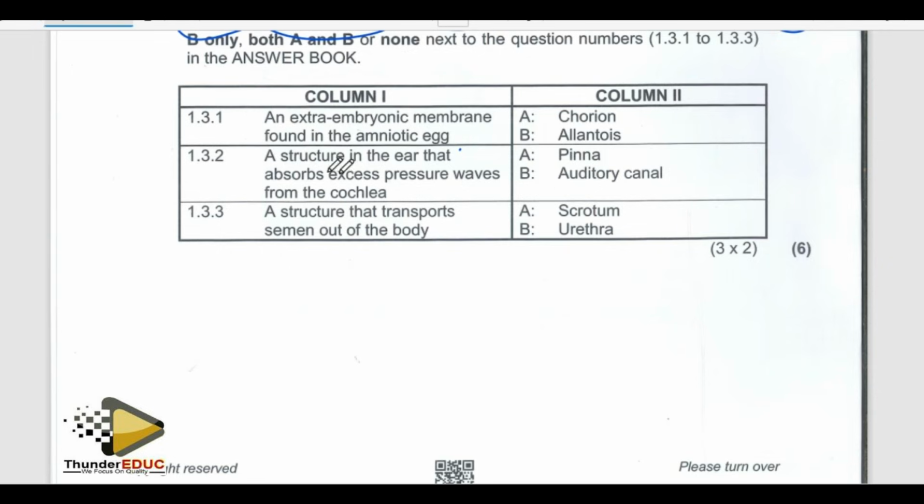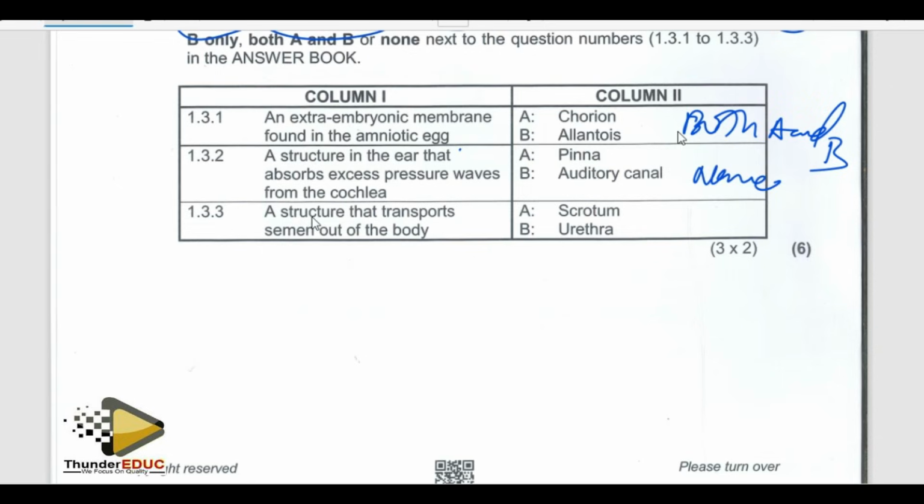All right, let's continue. They're saying that. So here the answer is both A and B. So a structure in the ear that absorbs excess pressure. As I'm always teaching you, they like this structure. I don't know why. Why do they like this structure which absorbs excess pressure from the inner ear? And then we say that that structure, it absorbs excess pressure from the inner ear, is called round window. It's not here. So it means that none.